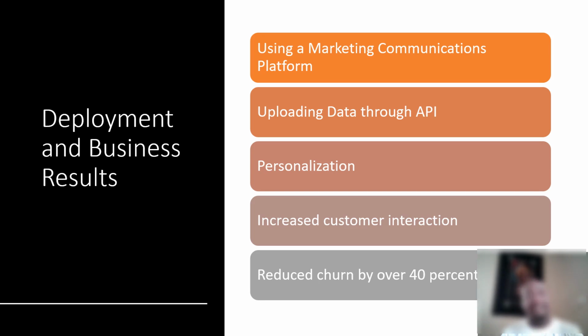Now that gave us a data table, right? A customer and their likelihood for churn. Now we took this, divided it, and created three segments, right? And we uploaded that data through an API into a marketing platform. This marketing platform is built for communications and personalization.